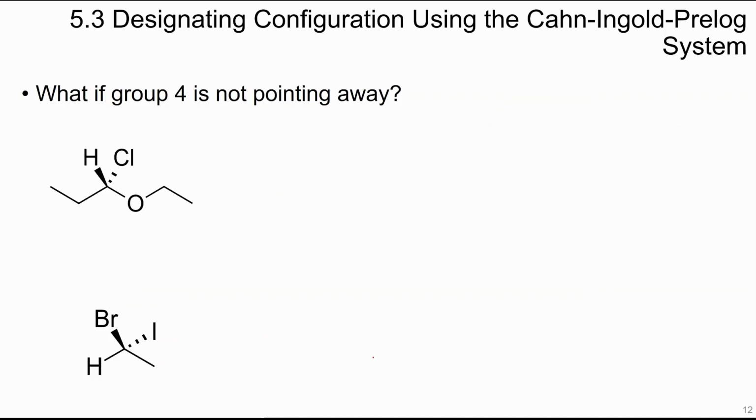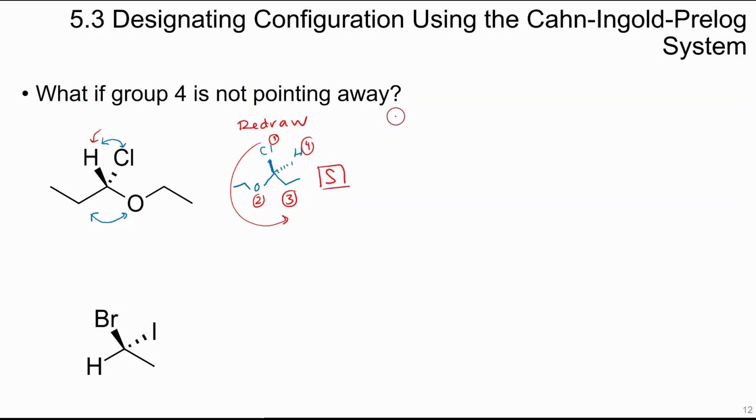If 4 is not pointing away from us, you can redraw it, so you can redraw it by flipping these two around and flipping these two around. It's kind of like if you picked it up off of the page and flipped it over like a pancake. Then the H becomes back, these two things stay in the plane, and then you have the chlorine, and then you can determine the stereochemistry. So this would be 1, 2, 3. This is 4. This would be S.